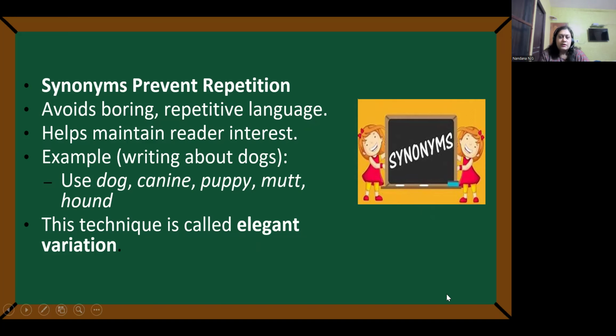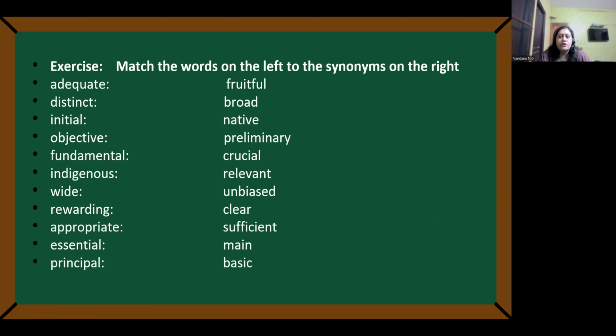Now, exercise. Match the words on the left to the synonyms given on the right. The first word, adequate. Adequate means when something is of sufficient quality. So the answer is sufficient.